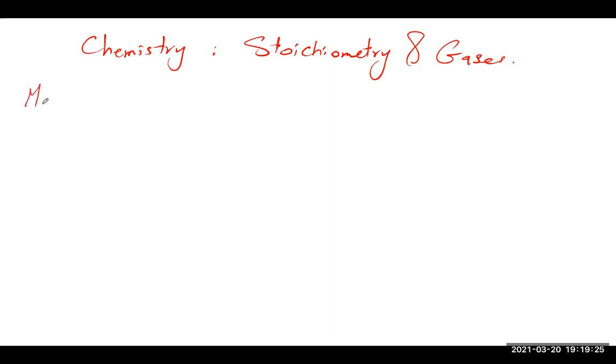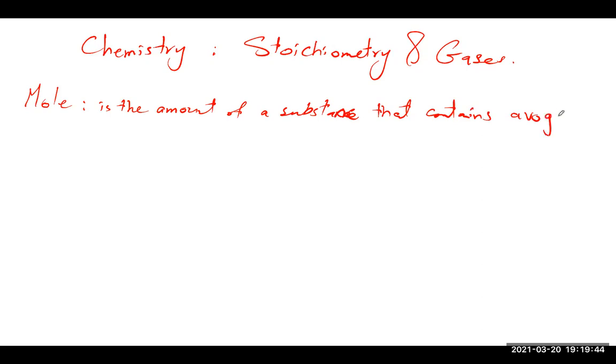Okay, first you need to know the definition for mole, and mole is the amount of a substance that contains Avogadro's number of particles. So if it contains Avogadro's number of ions or molecules or atoms, this will be a mole. And mole is abbreviated as mol, and this is also the unit for measuring the number of moles.